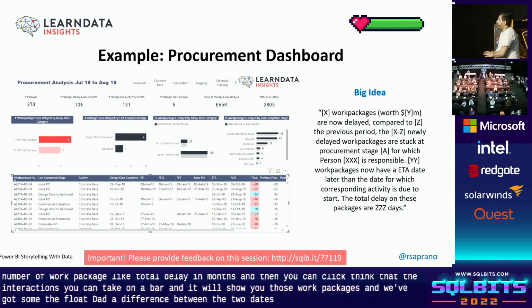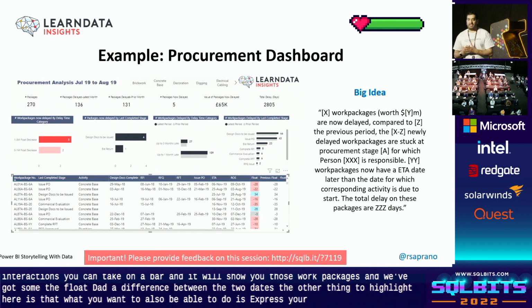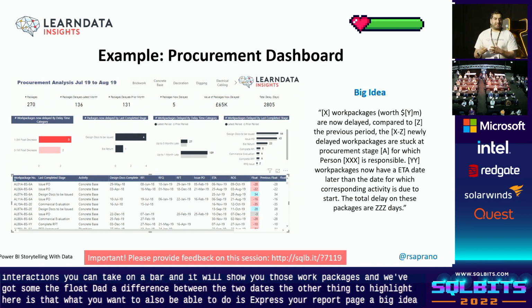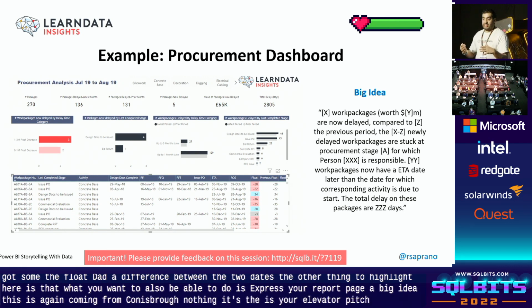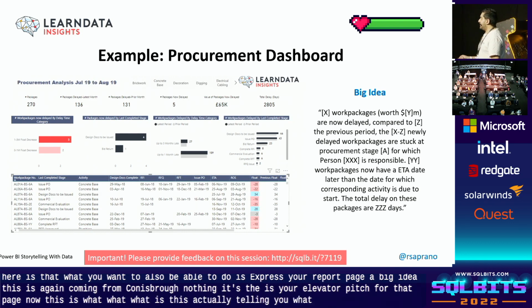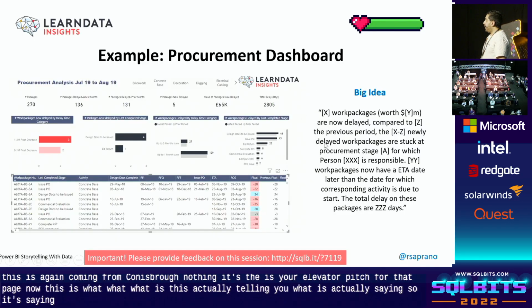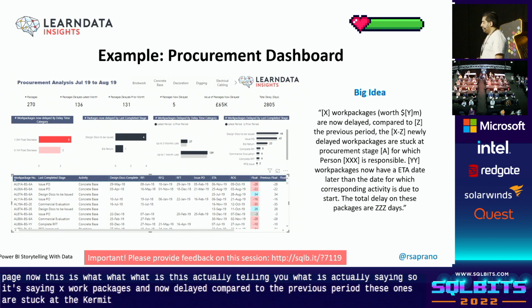The other thing to highlight here is that you also want to be able to express your report page as a big idea. This is, again, coming from Colin Spam and Affleck. It's your elevator pitch for that page. Now, what is this actually telling you? What is this actually saying? So it's saying X work packages are now delayed compared to Z the previous period. These ones are stuck at procurement stage, for which this person is responsible.